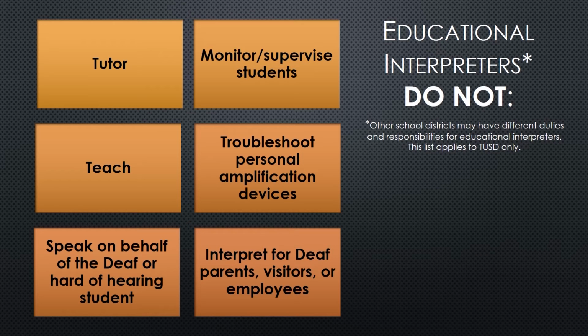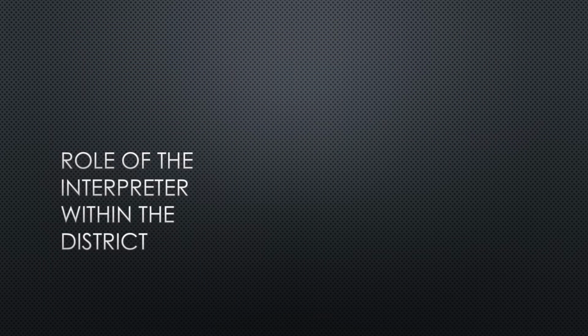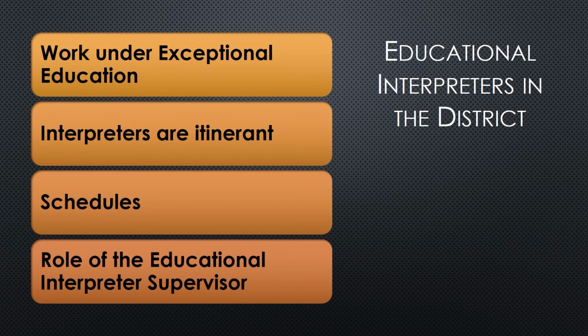Educational interpreters are not generally trained to perform these tasks. In performing these tasks, they are not able to perform their primary function, which is providing communication access for DHH students. Educational interpreters work for the district as a whole, not school sites individually. Educational interpreters work under exceptional education. They are itinerant and may be assigned to multiple sites during the day.